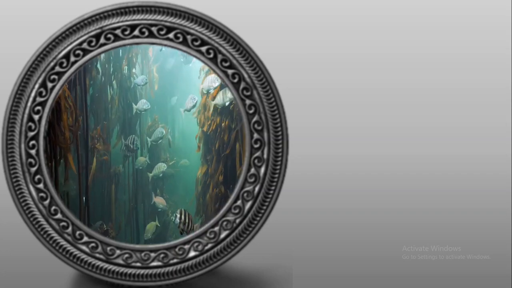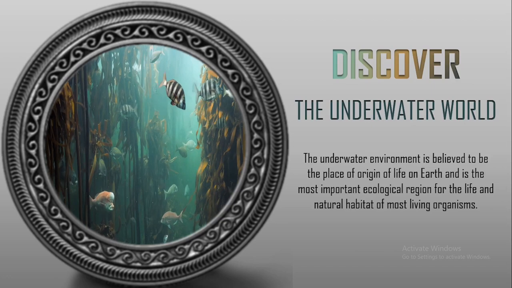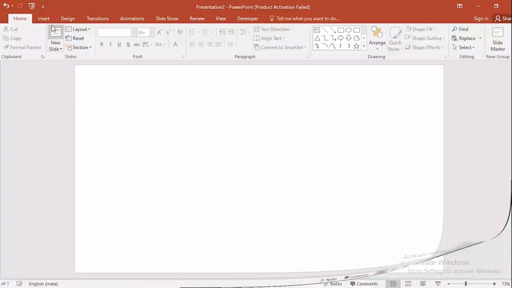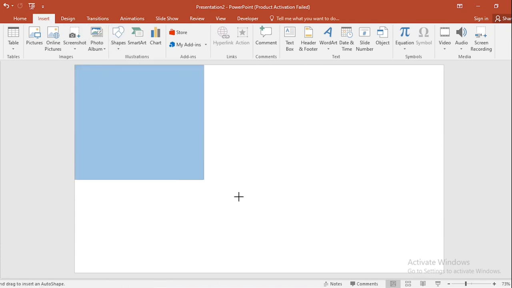In this video, we will show you how to make this beautiful slide using background video in PowerPoint. So watch the video till the end. Go to Insert, click on Shape, select Rectangle, drag it like this.